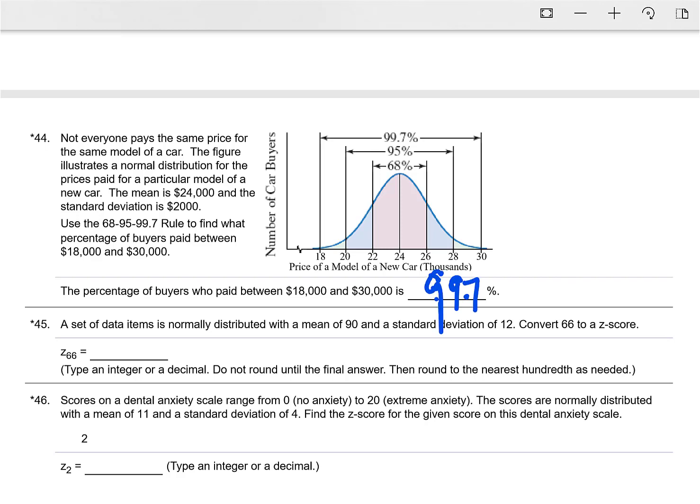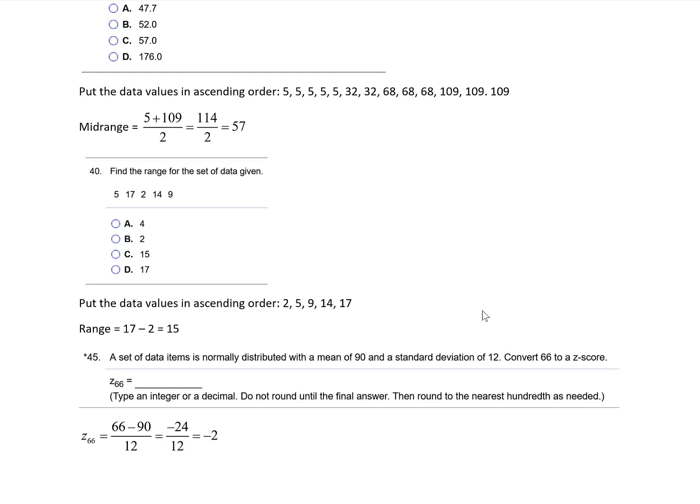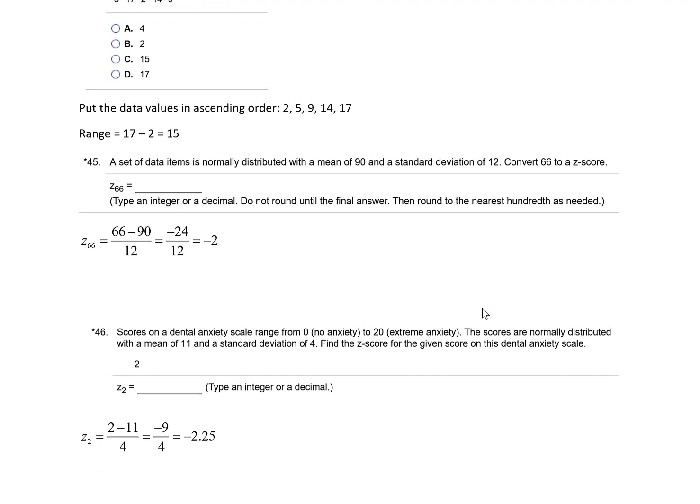And then I'll walk back over here for the last two, which are z-score questions. A set of data is normally distributed with a mean of 90 and a standard deviation of 12. Convert 66 to a z-score. So you're going to take 66, the data value you're interested in, minus the mean, divide by the standard deviation, and we get a z-score of -2.